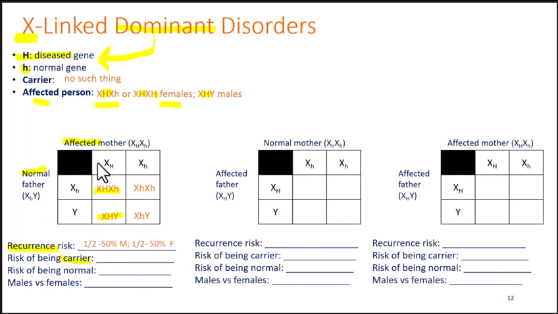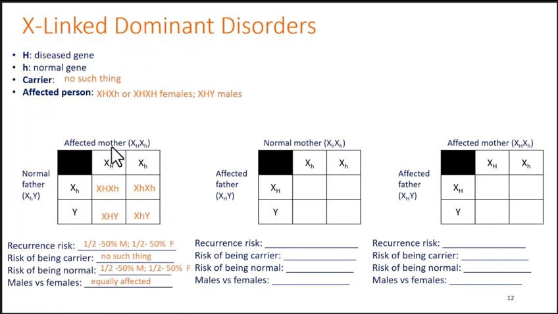Risk of being a carrier, there's no such thing as carriers when we talk about dominant disorders, so that's not relevant. Risk of being normal, they would have to have those 2 h's, or 1 in the case of a male, so they have the healthy, and this one is healthy too because of 2 lowercase h's, representing the normal healthy gene. So 1 out of 2 for each of being normal. And then males versus females, you can tell right by looking at recurrence risk that it's an equal risk, equally affected.